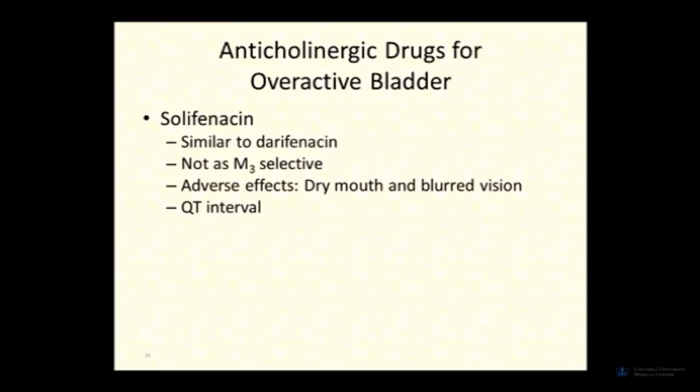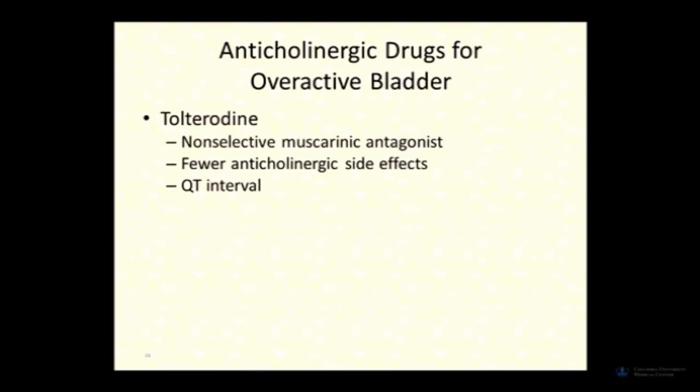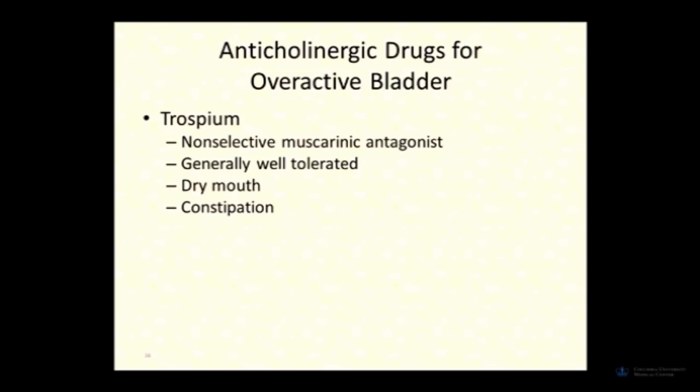Solifenacin, right? Similar to darifenacin, it's not as selective an M3 antagonist, so you get a little bit more of these other side effects that you see at the M1 and M2. But you still see dry mouth, you see some blurred vision as adverse effects. But it can also, at the M2 receptor in the heart, affect the QT interval, and tend to elongate the QT interval. Tolterodine, non-selective muscarinic antagonist, fewer anticholinergic side effects, but still lengthens the QT. Fesoterodine, again, non-selective muscarinic antagonist. Major side effects are dry mouth and constipation. Trospium, also non-selective, dry mouth, constipation. So these are all drugs within this group.